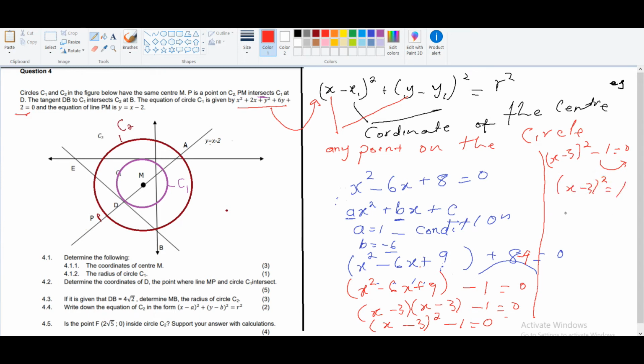So what do you do next? You take square root on both sides. The next step is to take square root on both sides. Then that means you have the square root of x minus 3 squared equals to square root of 1. So you have x minus 3, if you take the square root, equals to plus or minus 1. So that means x minus 3 is equals to 1, or x minus 3 equals to negative 1. To solve this first equation, you have x minus 3 equals to 1. So x is equals to 1 plus 3. Then you get a 4.